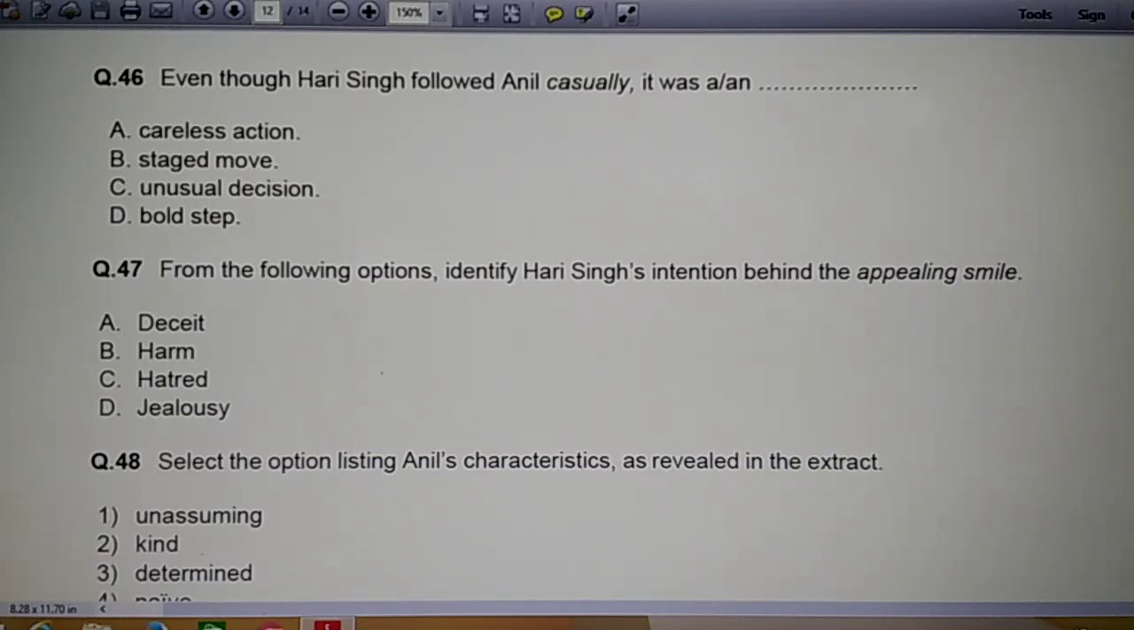Question number 47. From the following options, identify Hari Singh's intention behind the appealing smile. Option A, deceit. B, harm. C, hatred. D, jealousy. 47. Option A, deceit.